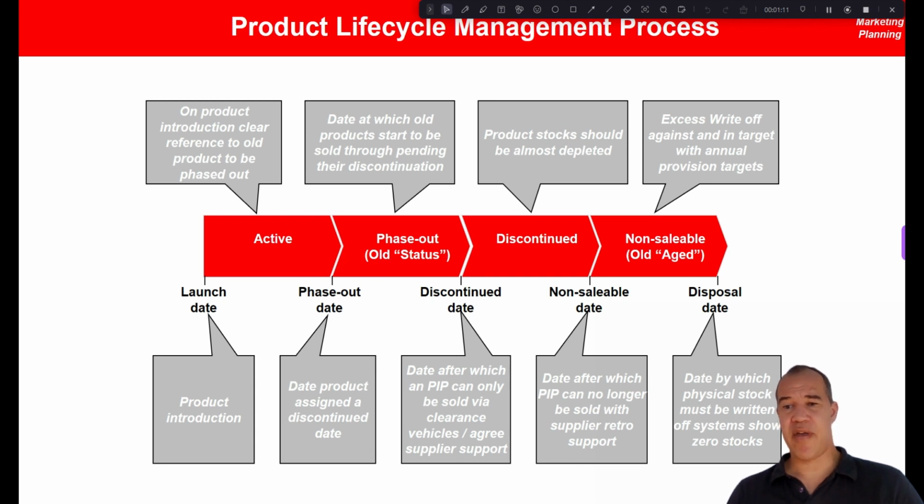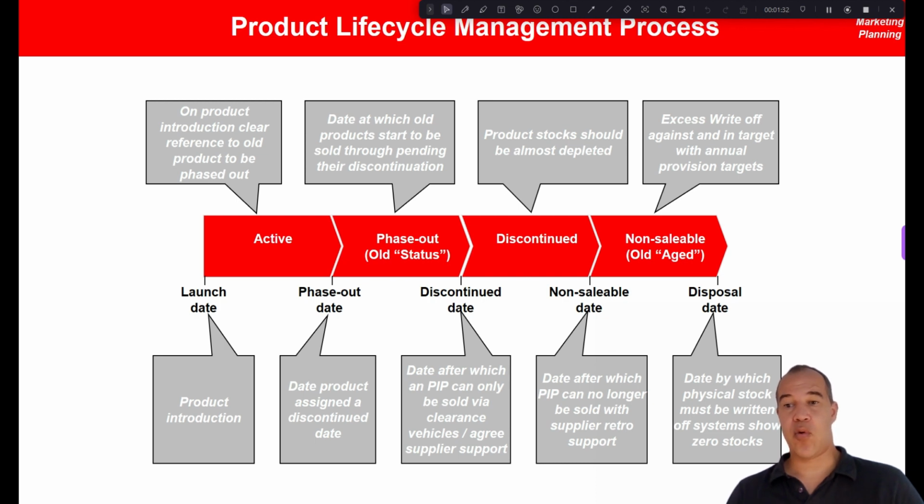That product will then be available for sale. The cost price, the retail price, supply details will all be logged into the buying system, or if you're a small business, you'll have that on a spreadsheet. And that product will be available for sale until a phase out date is implemented.